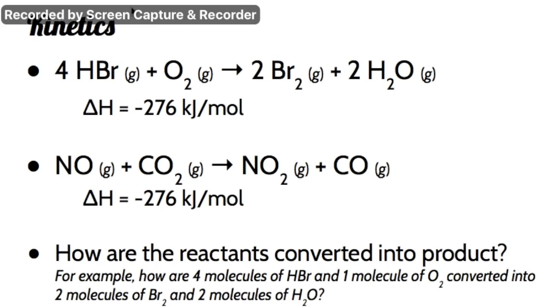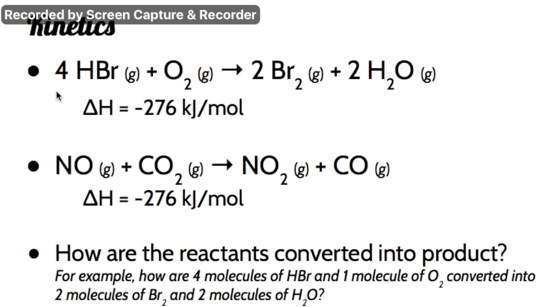4 molecules of HBr and 1 molecule of O2, how do those things turn into 2 molecules of Br2 and 2 molecules of H2O? Well, given our discussion so far, you may say that the molecules of HBr and the molecule of oxygen have to smash into each other with sufficient energy and in the proper orientation. But that's actually not what happens.